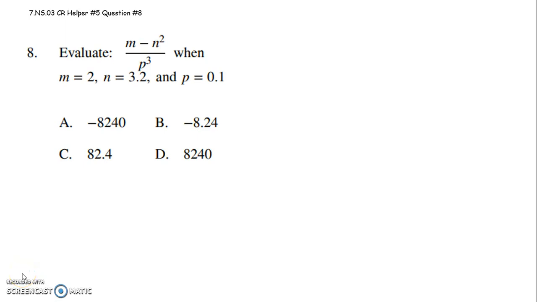All right, 7th graders, this is to help you with question 8 on CR Helper number 5. It says evaluate m minus n squared all over p to the third when m is 2, n is 3.2, and p is 0.1. So let me just write down the algebraic expression first: m minus n squared over p to the third. Then let me substitute each of my values in.